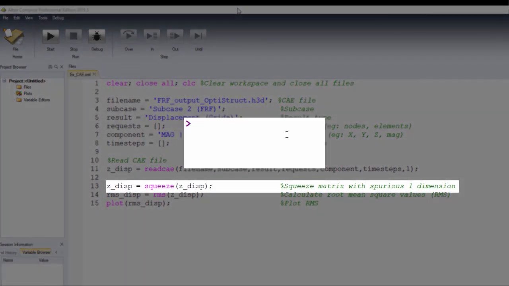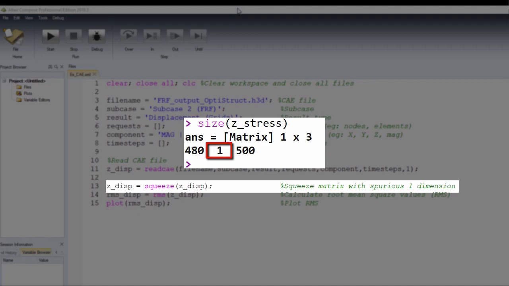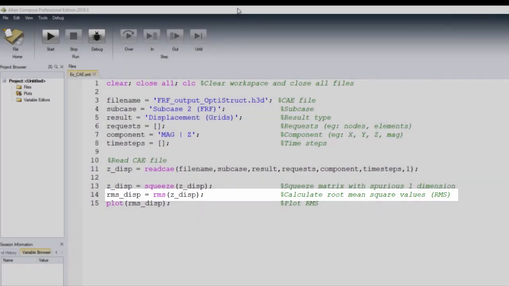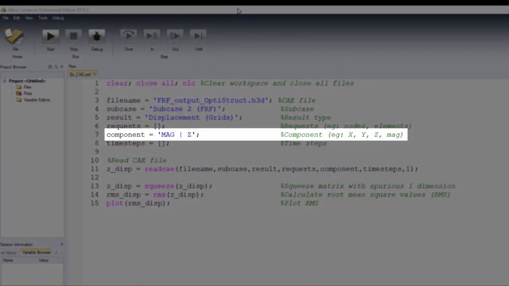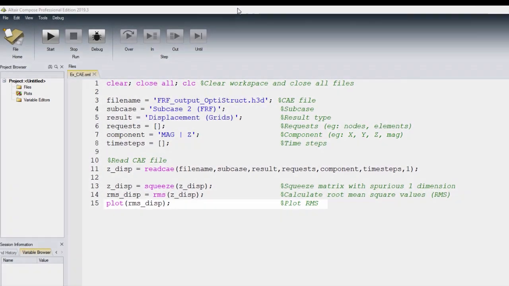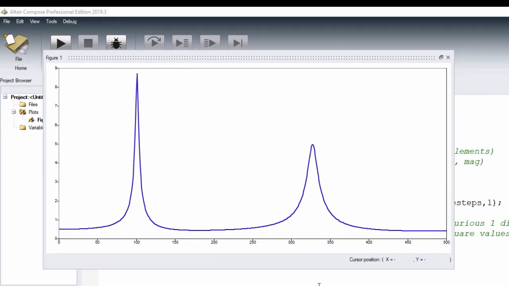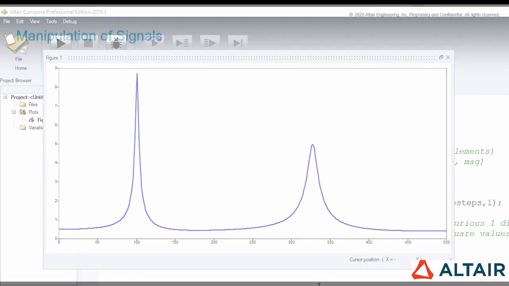After squeezing a spurious dimension in the output matrix that comes due to the way that the results are stored in the file, RMS function automatically calculates root mean square values of displacements in Z direction, because this was our input, and plot function allows the visualization of its outcome. Root mean square values relate to the power of the wave in time domain.